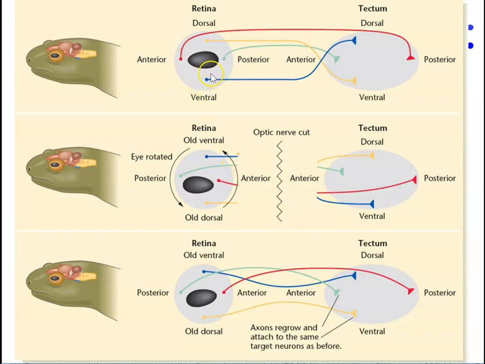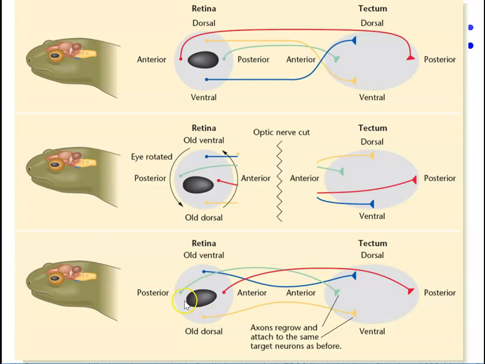Axons coming from the ventral part of the retina used to connect to the dorsal part of the tectum. They still do. When the axons grow back, even though now they're coming from what's now the dorsal part of the retina, it used to be the ventral part, and they still grow back and make synapses with the dorsal part of the tectum.